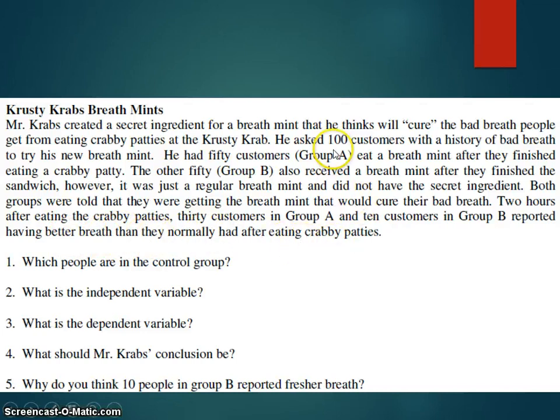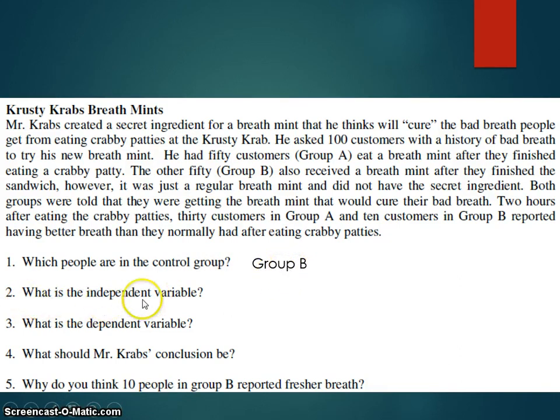All right, so again, Group A, breath mint with the secret ingredient. Group B, a breath mint without the secret ingredient. All right, so the control group is going to be Group B. This group received a breath mint, but it did not have the secret ingredient. It was just a regular breath mint. So that would be our Group B. Another possibility for a good experiment might be a group that does not receive a breath mint at all. So measuring their breath without any breath mint at all.